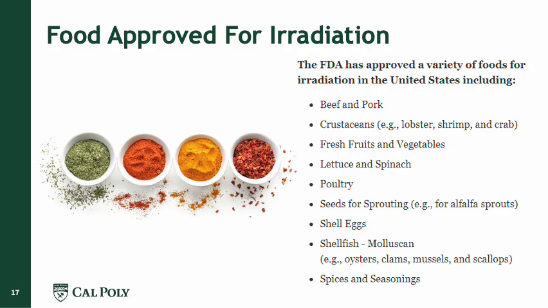Foods approved for irradiation include a variety of foods: beef and pork, crustaceans, fresh fruits and vegetables, lettuce and spinach, poultry, seeds for sprouting like alfalfa sprouts, shell eggs, shellfish, and spices and seasonings. And I also recommend that you watch the videos related to how irradiation can help with food safety in specific countries, and also how irradiation works.